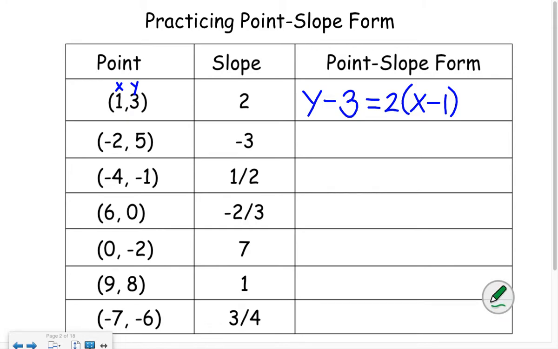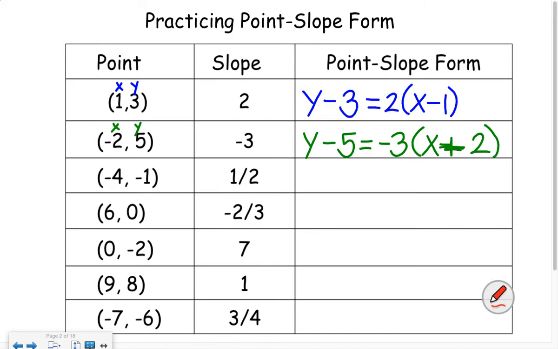Then I'll do that again for the second one. Y minus my y coordinate, which is 5, equals my slope, which is negative 3, times x minus. Now this time we have an x value that's a negative, so it's x minus a negative 2. So I'm actually going to turn that into a plus. So in my parentheses, it's x plus 2.